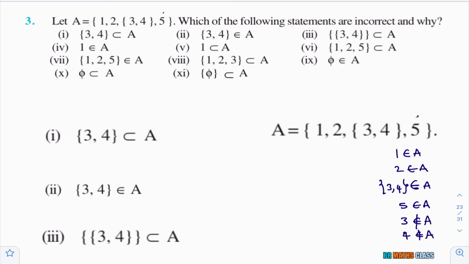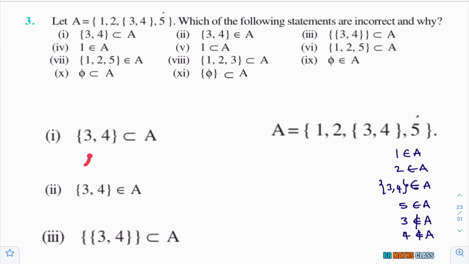Okay, you see this one, is this incorrect or correct? Just observe what they are saying here. They are saying that the set 3 comma 4 is a subset of A. Please do not confuse. Listen carefully. When we say subset symbol, all the elements present in the first set are present in A, then the first set is a subset of the second set.